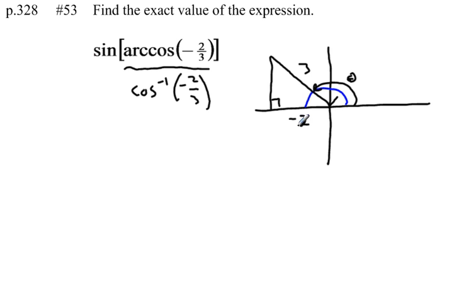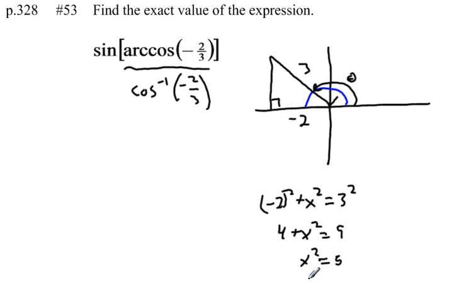Well, I can say negative 2 squared plus that missing side, I'll just call it x squared, equals 3 squared. Negative 2 squared is 4, plus x squared is equal to 9. So I know x squared is equal to 5, or x is equal to the square root of 5. Let's label that missing side. And notice that missing side goes upward, so that's a positive square root of 5.